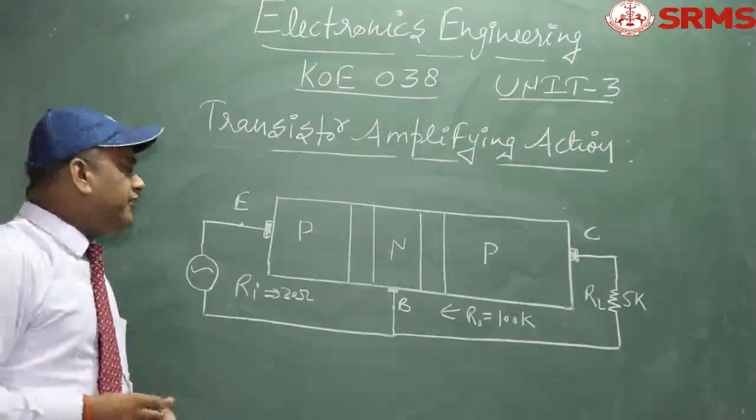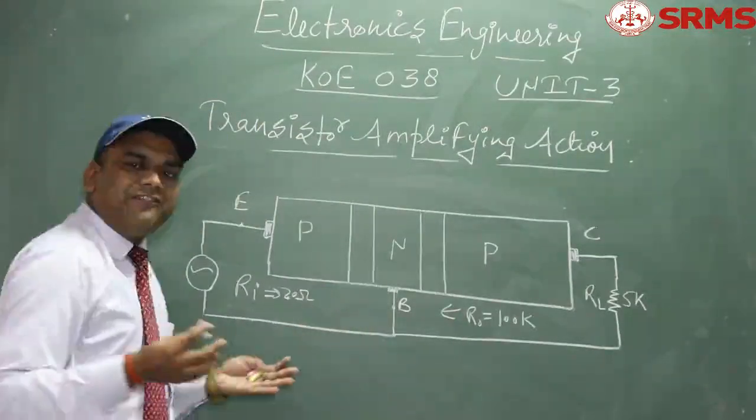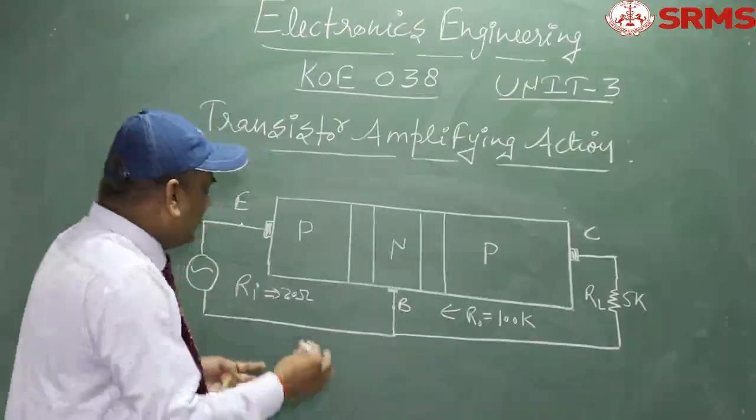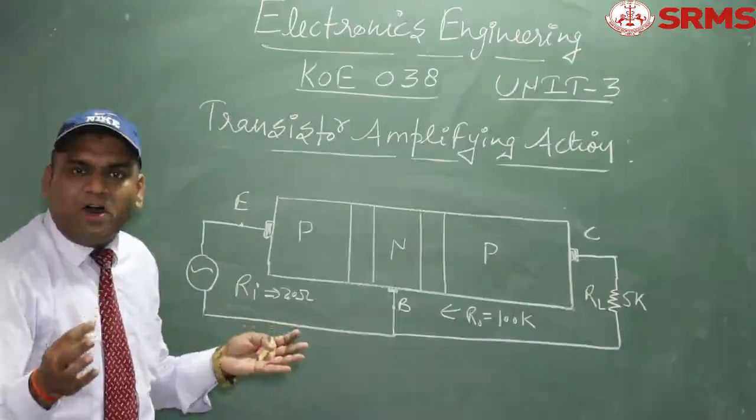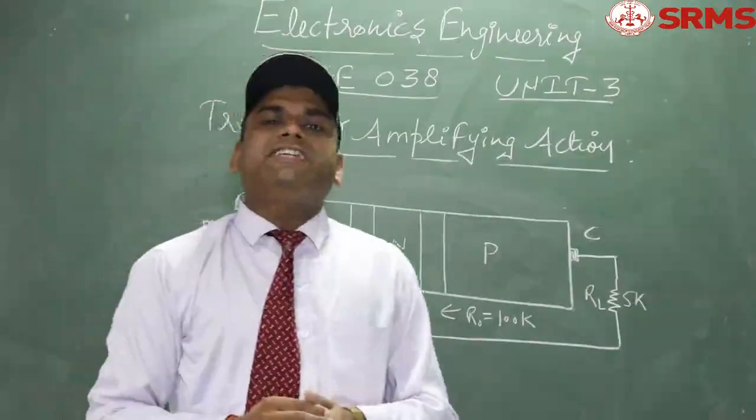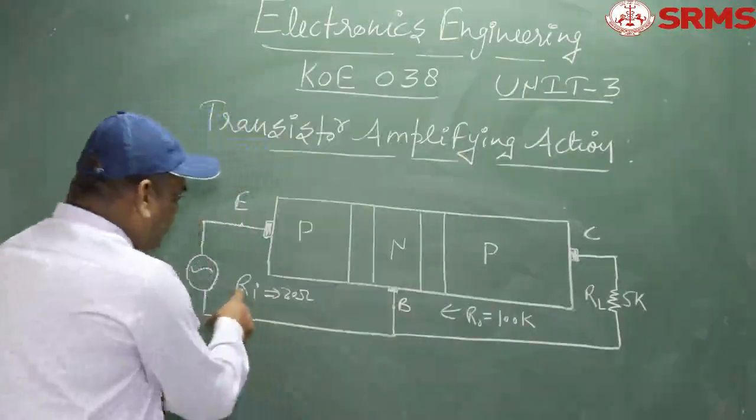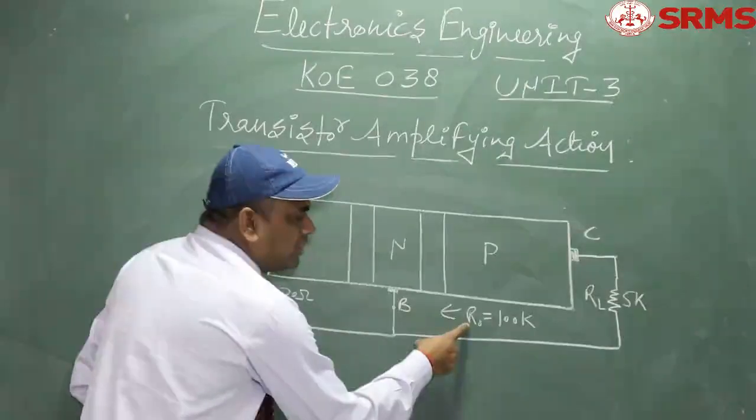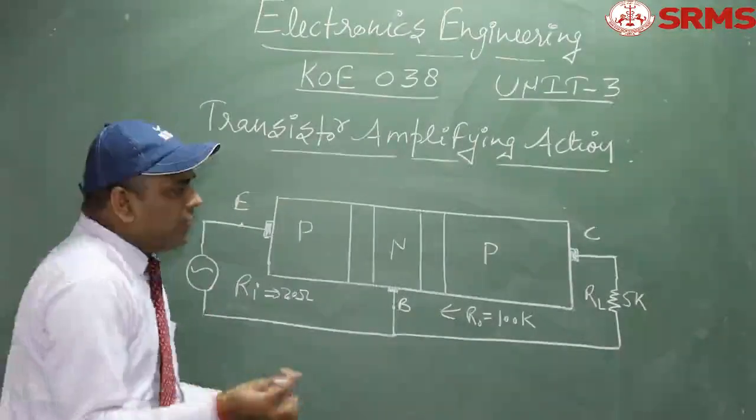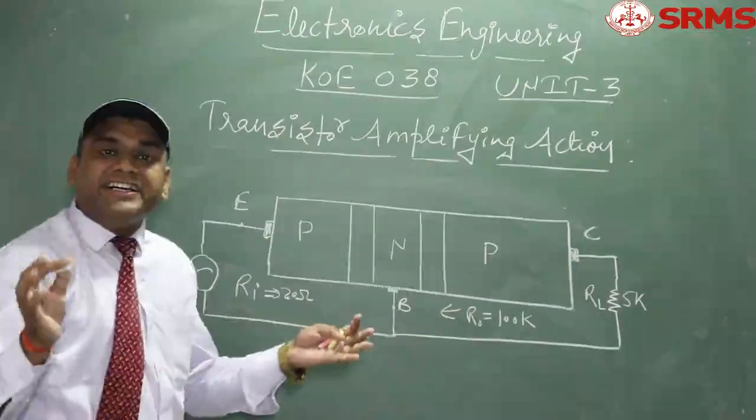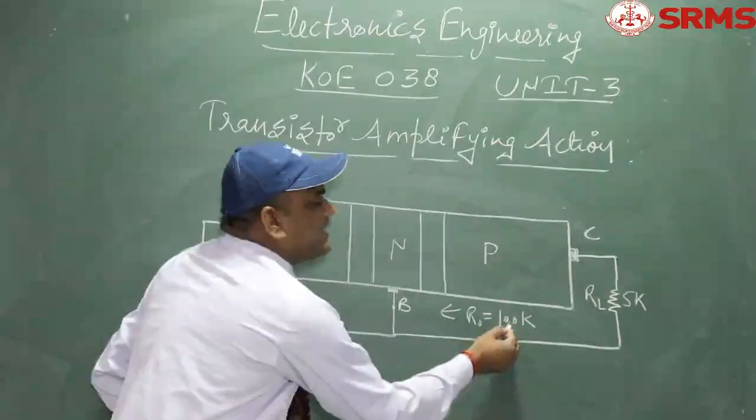It is well known to all of us that if the emitter base junction is forward biased, the forward resistance is very small, because in the first unit we discussed that in the forward bias condition the resistance is very small. So the input resistance is small, and this is your output resistance. As we know, the collector base junction is reverse biased, which means the output resistance is very high.